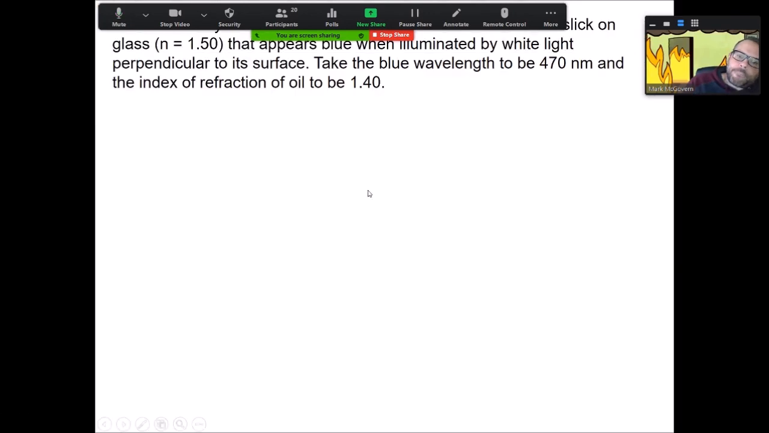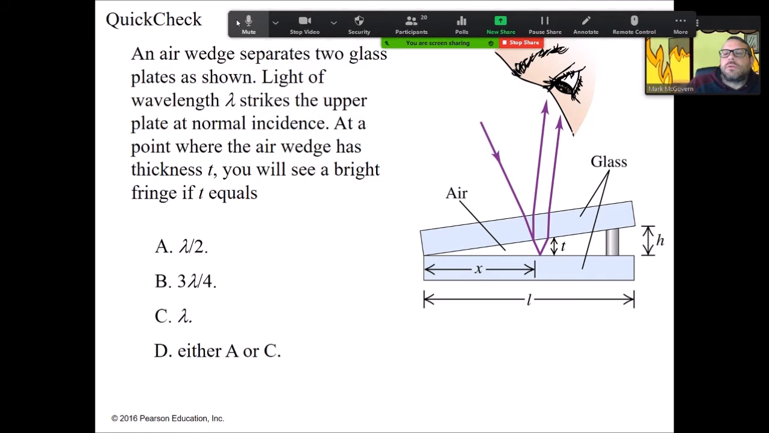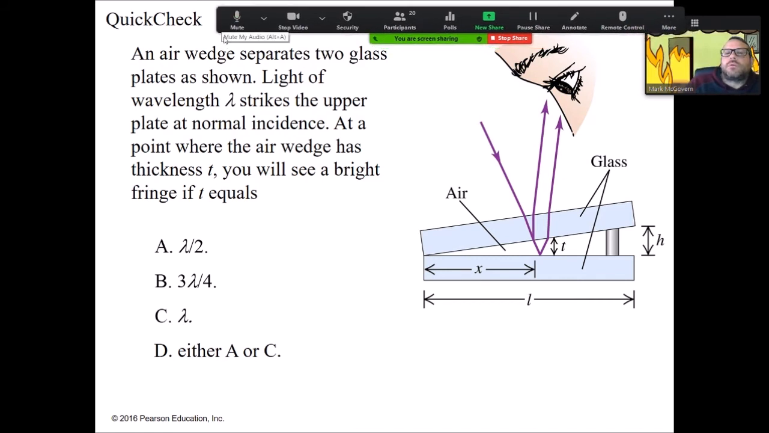All right. Question for you here. An air wedge. We've got a wedge of air here that separates two glass plates as shown. We have a wavelength that strikes. It goes through the glass. There are two reflections, one from the glass-air boundary, and the other from the air-to-glass boundary. So the path difference is the little pocket of air that's here.